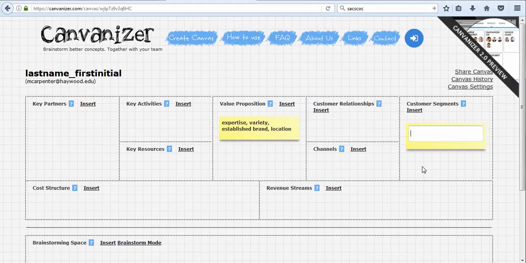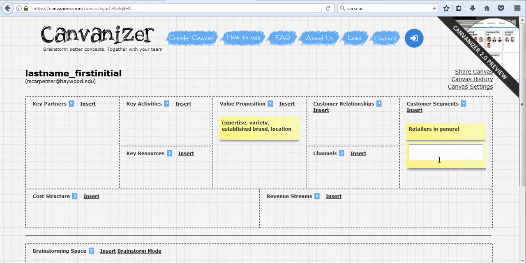So the first one obviously would be wholesalers in general, or excuse me, I'm a wholesaler. Retailers in general. These might be your department stores, etc. I'm also going to say maybe, and I can do another sticky note if you want to divide them out that way, sporting goods stores.